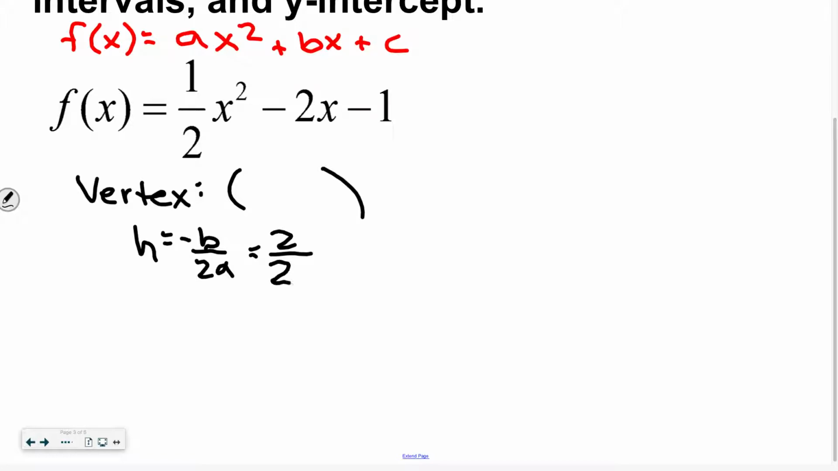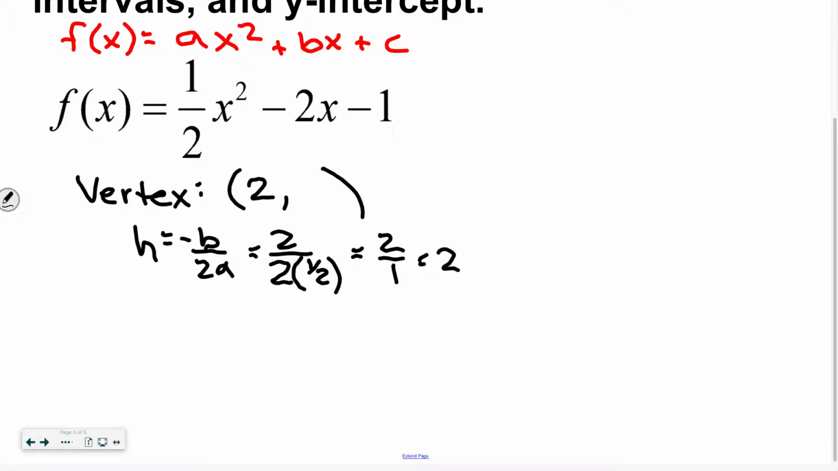And divide by 2 times a. A is 1/2. Do your denominator multiplication first. 2 times 1/2 is 1. So my h coordinate is 2. It's really not a bad calculation. You do have to know and study opposite of b over 2a. Well, if I know the h value is 2, how will I get the k value?